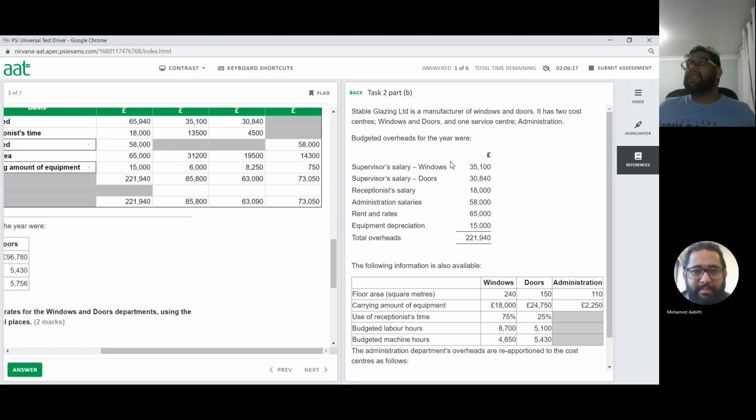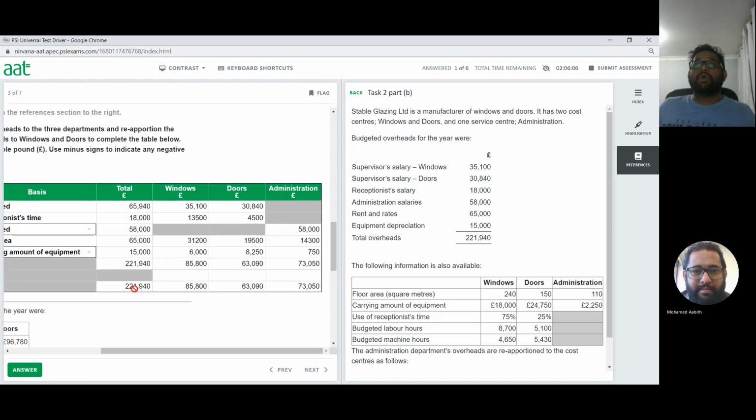Make sure you check and double check all your expenses are rightly allocated, so the total cost is matching this 221,940. See that here? That total must match up. But now we've done everything barring one more thing. We have done our basis of apportionment, but we have to reapportion this administration expense within the other two departments.